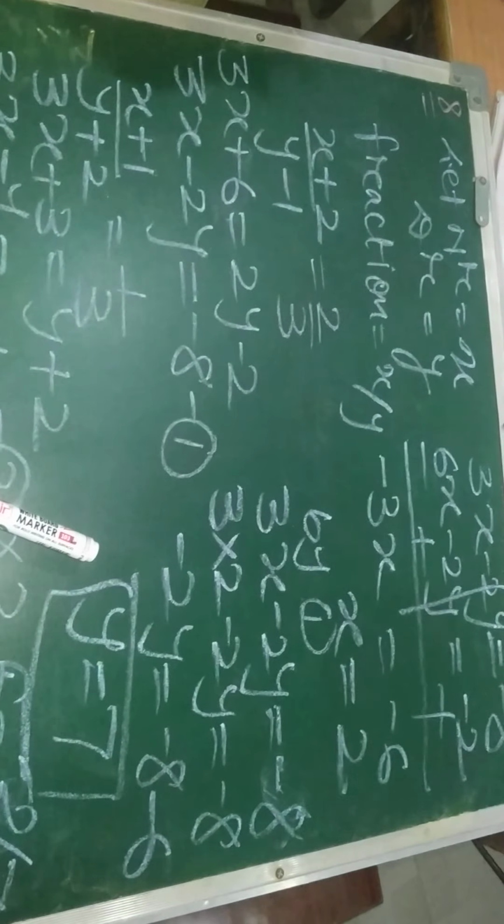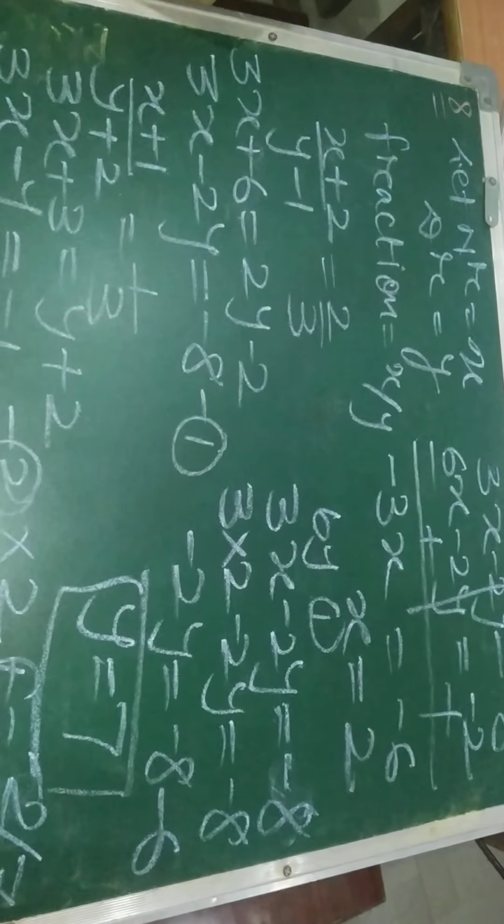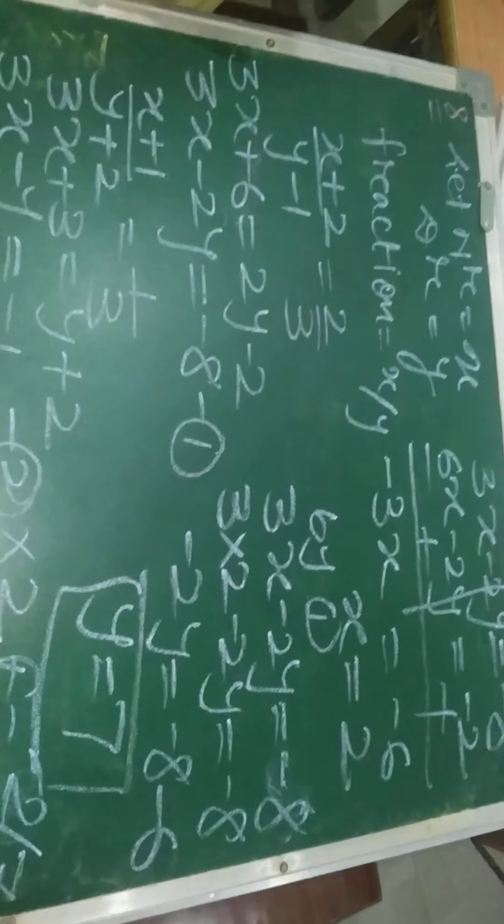Now question number 8. The numerator of a fraction is increased by 2. Let the numerator be x, and whenever a fraction appears in the question, we let the numerator be x and the denominator be y, so the fraction is x upon y.